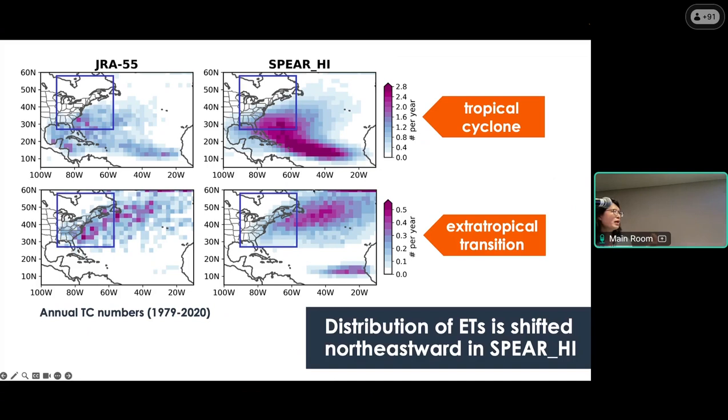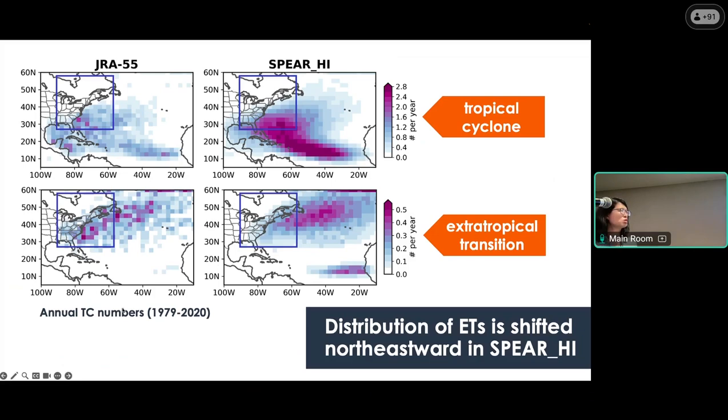Compared with extratropical transitions, in observations, you can see the maximum density is along the east coast of North America. But in SPEAR, the whole distribution shifted northeastward. So we haven't really looked into the details of why this is the case, but our hypothesis is that in SPEAR, tropical cyclones may experience the extratropical transition process later than they do in observations. So that's why we see this northeastward shift in the distribution.